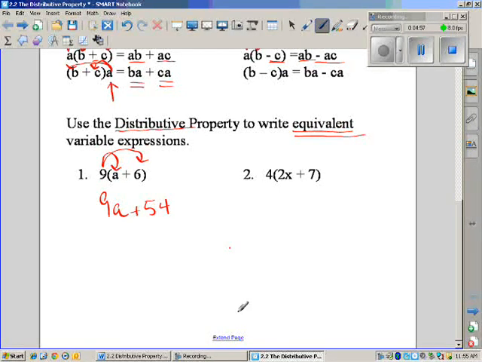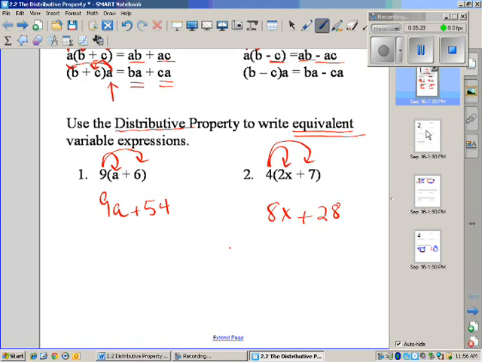Let's look at number 2. Distribute 4 times 2x. Well, you can multiply the 4 times 2 and get 8x, and it's positive. And you multiply a positive 4 times a positive 7. That's a positive 28. And again, you're finished. Pretty easy, right? Okay, let's keep going.